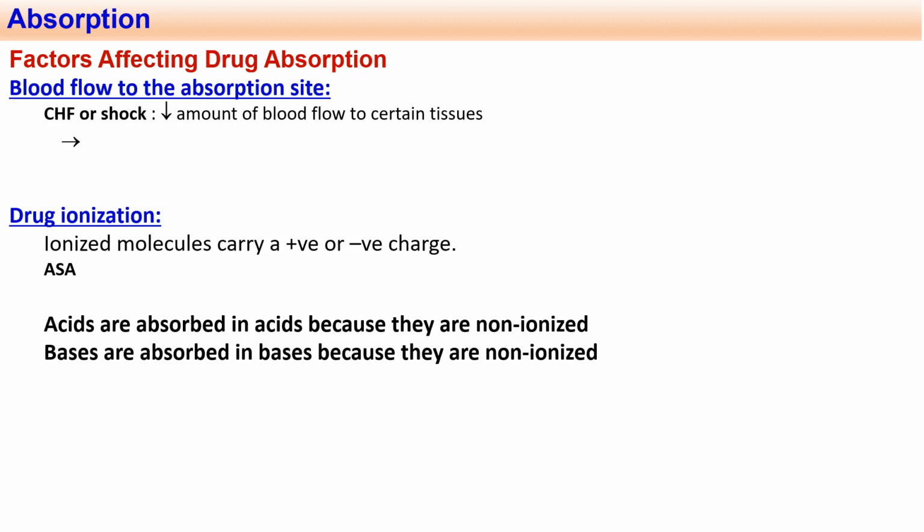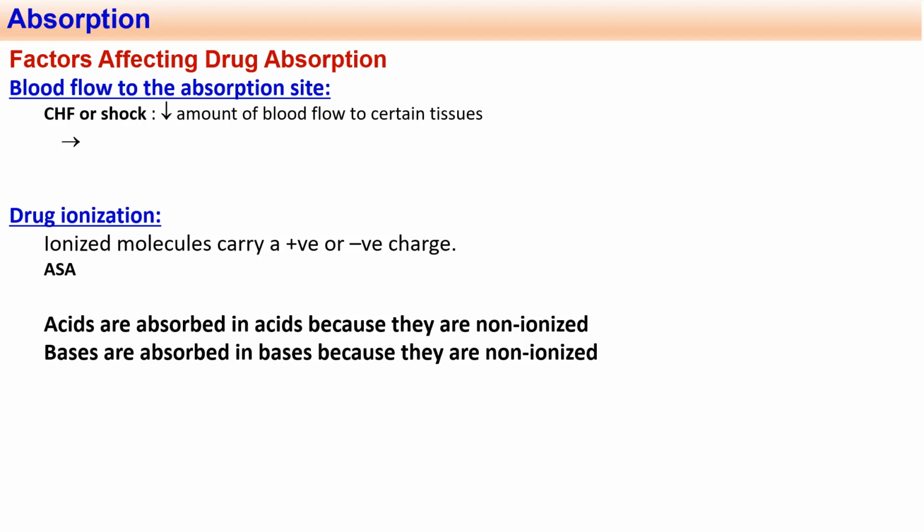The drug ionization. Ionized molecules will carry either a positive or a negative charge. For example, aspirin, ASA, which is acetylsalicylic acid, is an acid which will give up the hydrogen ion in a base or alkaline environment. So when ionized, which is negatively charged, it will bind with the bicarb, HCO3.